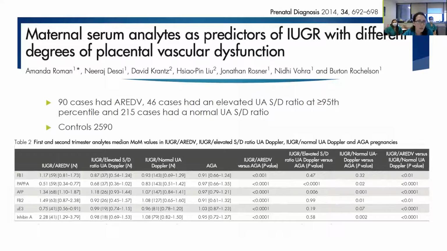And this is a study by Dr. Roman from 2014. They were looking at the association between different degrees of placental vascular dysfunction and serum analytes. So as you can see here, these are the different groups: FGR with absent or reversed end-diastolic flow, or FGR with elevated Dopplers, or FGR and normal Dopplers, and appropriate for gestational age. So extreme levels of each analyte were significantly more common in the FGR reversed end-diastolic flow group than in the appropriate for gestational age group, as we can see here.